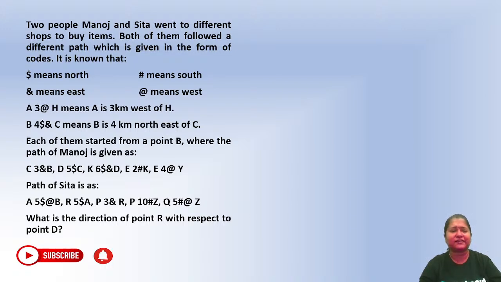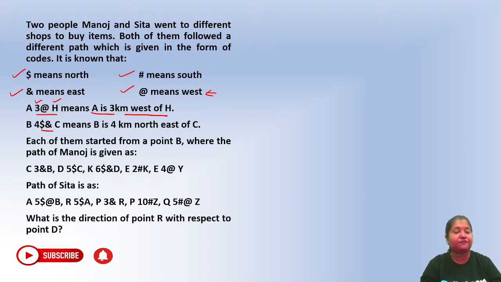This is not a very difficult question, guys. You can see that the directions have been given, like dollar represents north, ampersand represents east, hash represents south, and at the rate represents west. Okay. So if it is given A3 at the rate H, what is the meaning of this? At the rate means you can see west. So that means A has to be 3 kilometers west of H, right? A is 3 kilometers west of H.